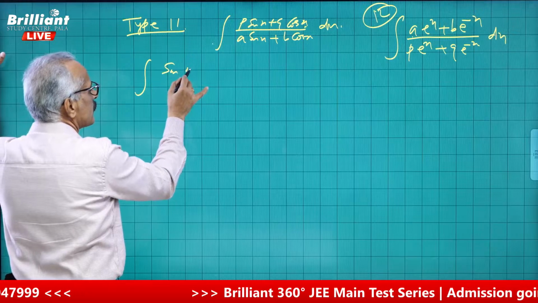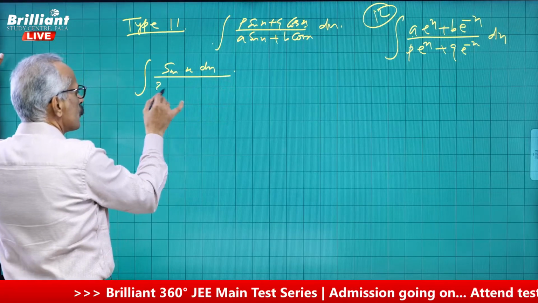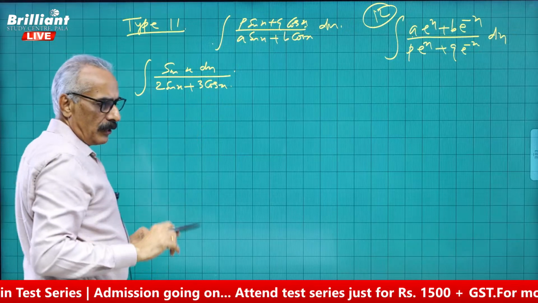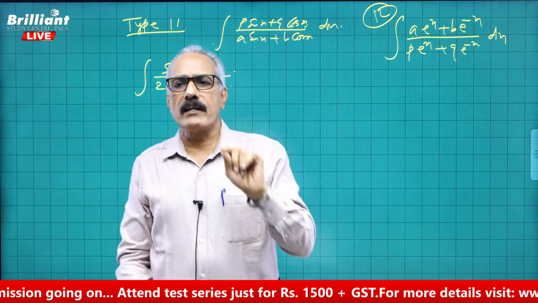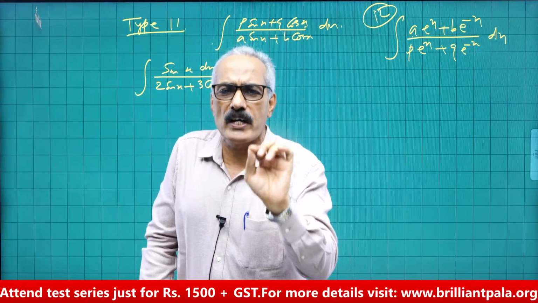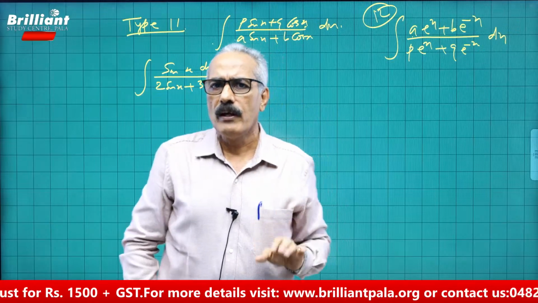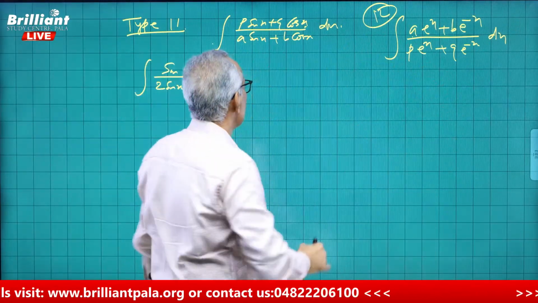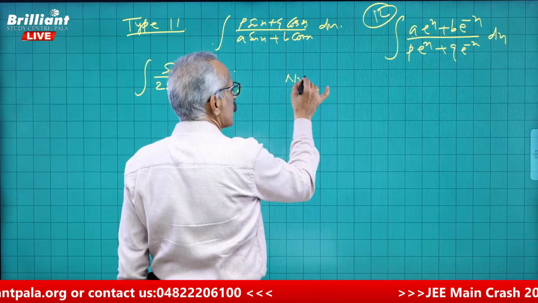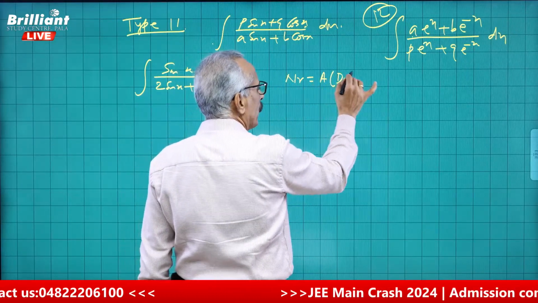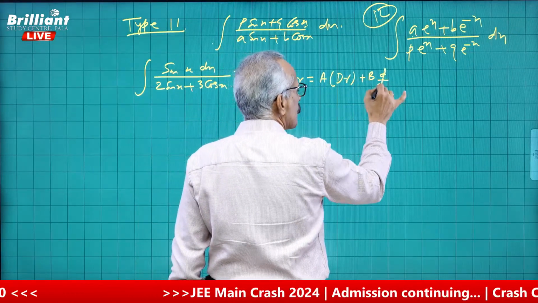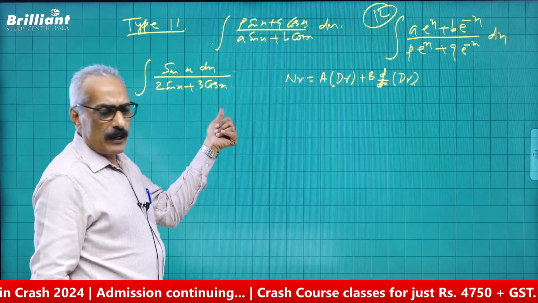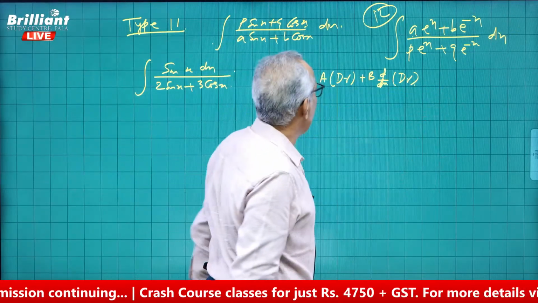Integral sin x dx divided by 2 sin x plus 3 cos x. Now, you keep in mind, first degree in sine and cos divided by first degree in sine and cos, that's all. Anywhere there is a constant, you will have to write a plus c also. So what's the method? Numerator is equal to a into denominator plus b into derivative of the denominator. If there is any constant in the numerator and denominator, you should write a plus c also.